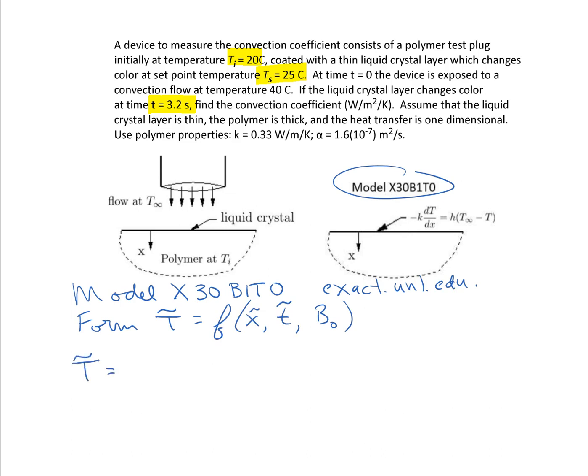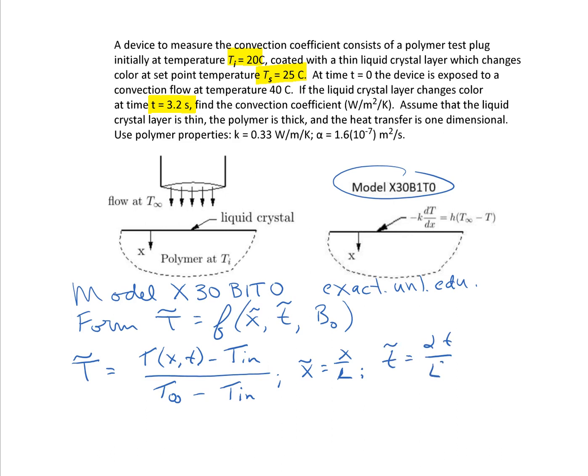T tilde is the temperature minus the initial temperature, divided by the fluid temperature minus the initial temperature. The dimensionless position is x over L, and L is the characteristic length. The dimensionless time is alpha t over L squared. Again, L is the characteristic length. And the Bi number is the dimensionless heat transfer coefficient, hL over k, where k and alpha are material properties. And h is the heat transfer coefficient that we are seeking. This is the thing that we're looking for.